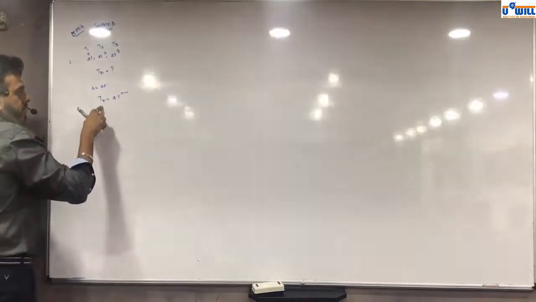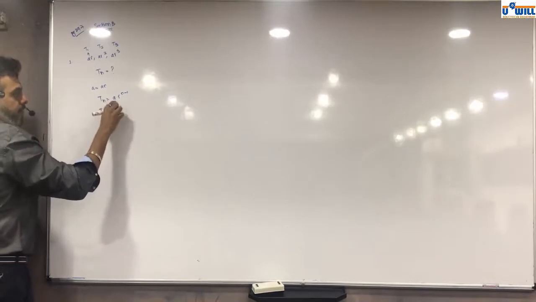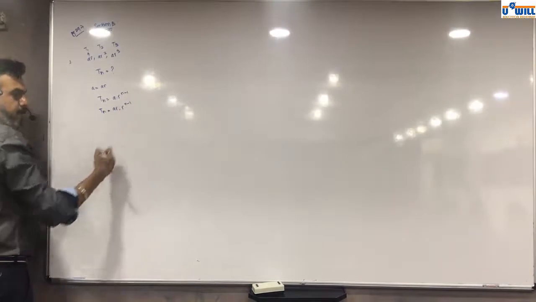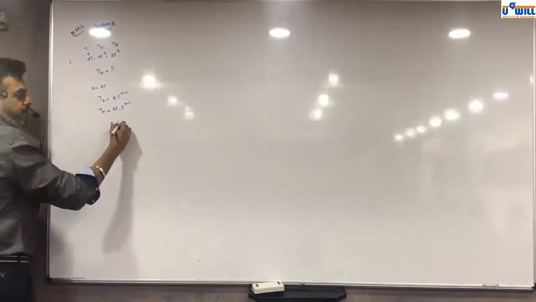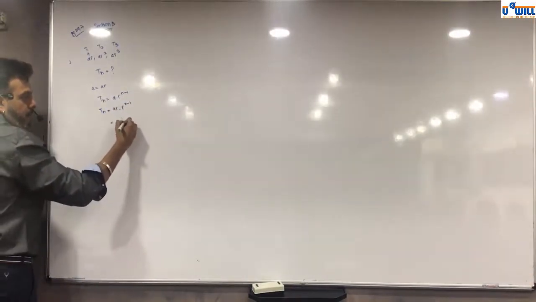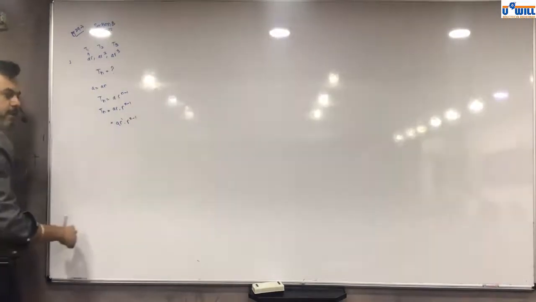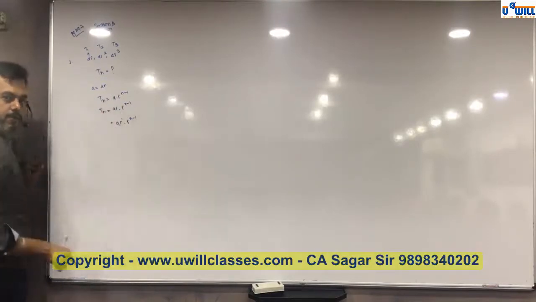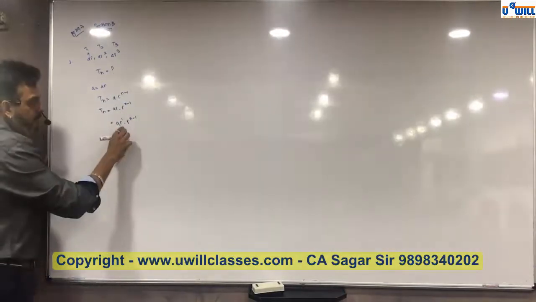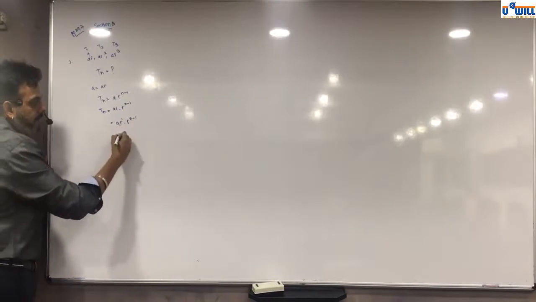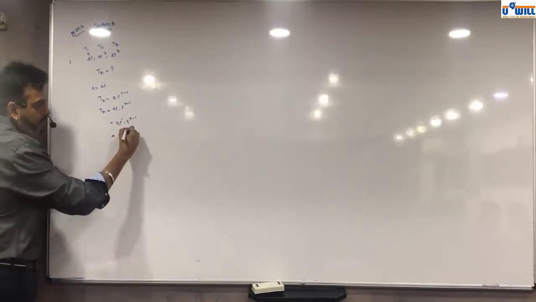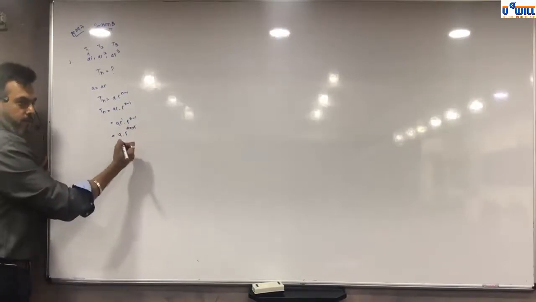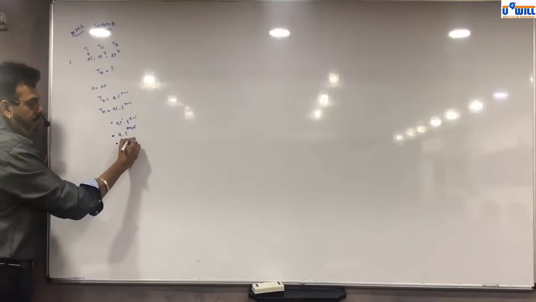Now Tn is equal to A into R raised to n minus 1. How do we solve this? Very simple. A into R raised to 1 into R raised to n minus 1. Can I say like this? A into R raised to 1 into R raised to n minus 1 is equal to A into R raised to 1 plus n minus 1? Minus 1 plus 1, 0. So which is equal to A into R raised to n.